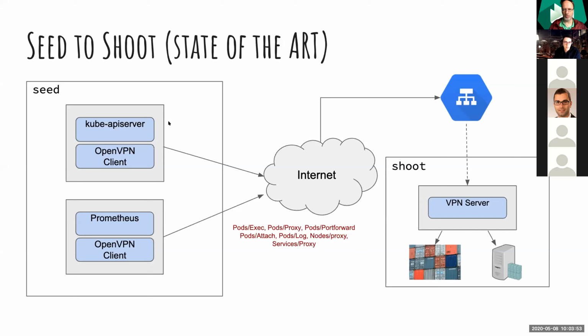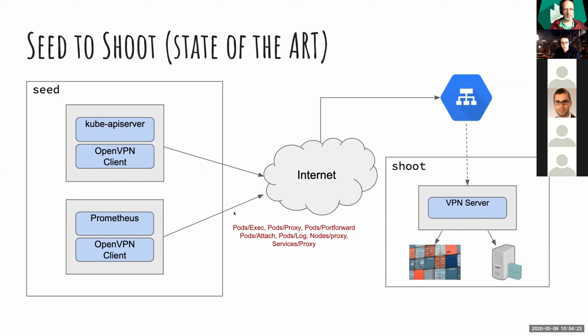And what happens is we have the client on the seed side, and the server is on the chute side, and that means that we need to be able to reach the chute over the internet. And we do that by adding a load balancer on the chute side, for the API server to access it. In addition to the API server, there are some components in the control plane that would like to talk to the chute.